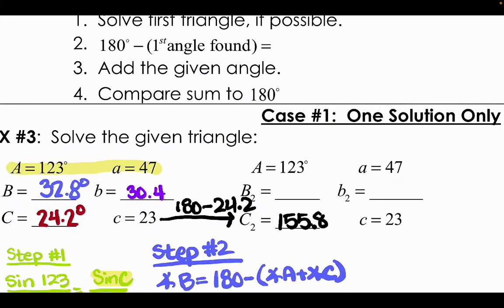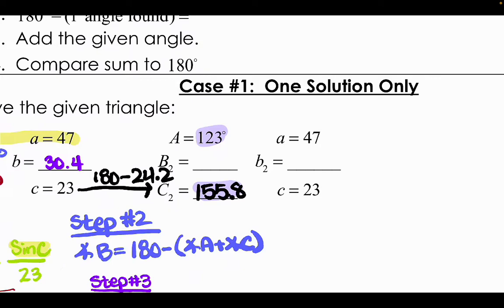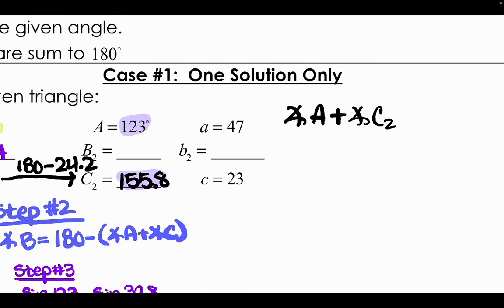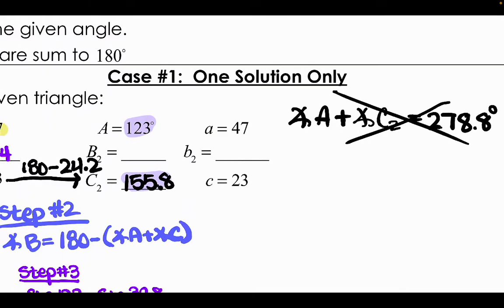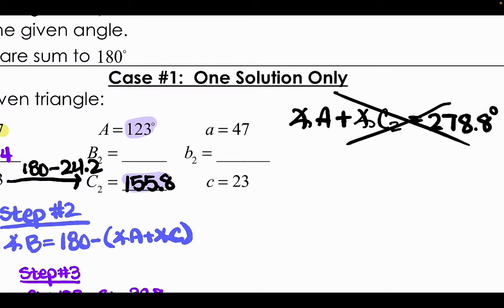Now, it says add the given angle to that angle. So what that means is it's asking you to add up 123 and 155.8. 278.8 degrees. Is that even possible in a triangle? No. You cannot have that, therefore that proves that we would only have one solution.